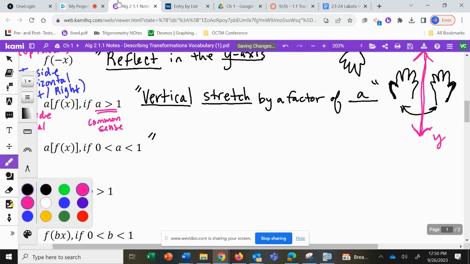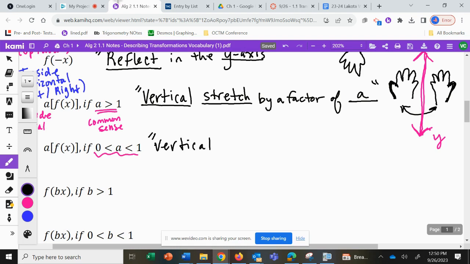So my next one, if A is somewhere between 0 and 1, we're going to do a vertical shrink by a factor of, and then whatever that number is that they give you. So that's how you're going to word that transformation.